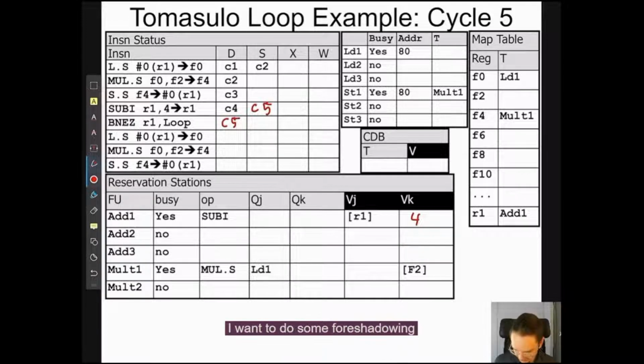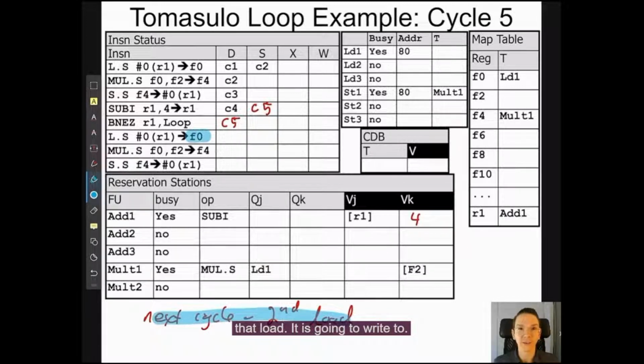Now, before we move on, I want to do some foreshadowing for the next cycle. Notice that we encounter the second load in the next cycle. So we're assuming a perfect BTB and branch predictor for now. So here is something concerning about that load. It is going to write to register name F0. This is a write after write dependence with that first load. And notice that the value for register F0 has not even been written back to the register file yet. So what's going to happen here? Are we going to clobber that tag?